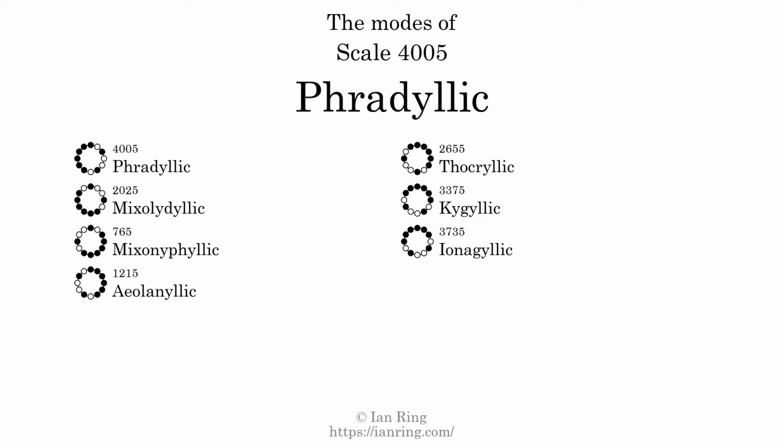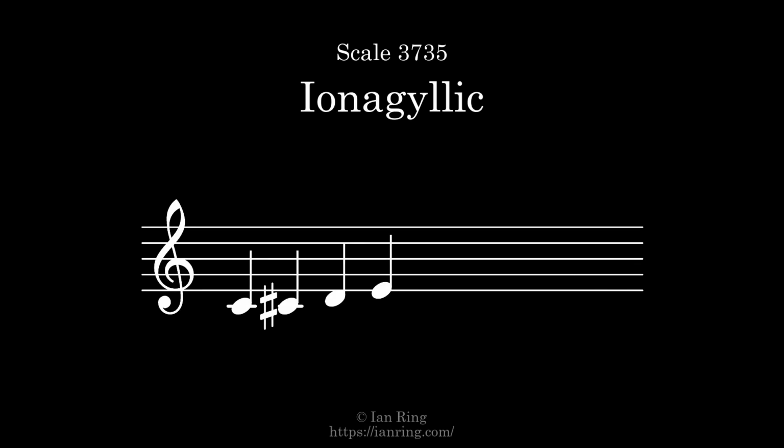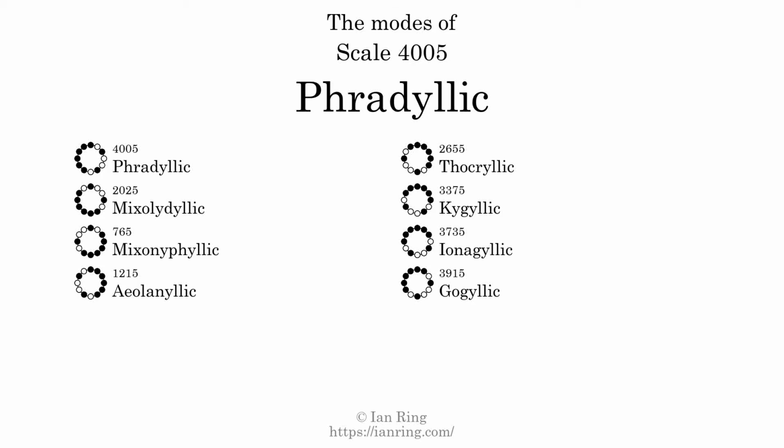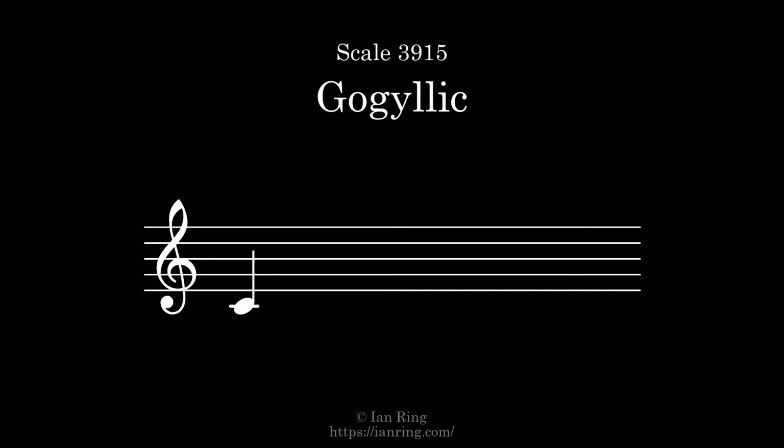The seventh mode is scale 3735, also known as Phradyllic. It sounds like this. The eighth and last mode is scale 3915, also known as Phradyllic. It sounds like this.